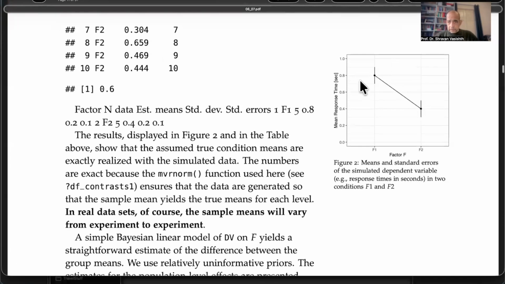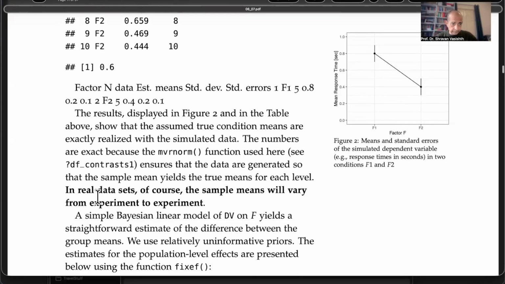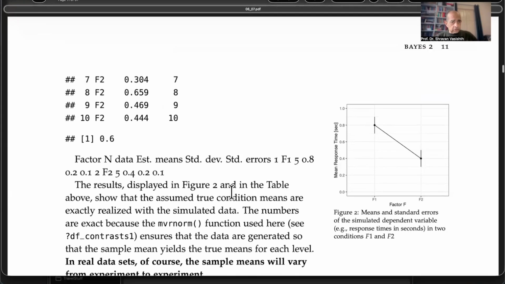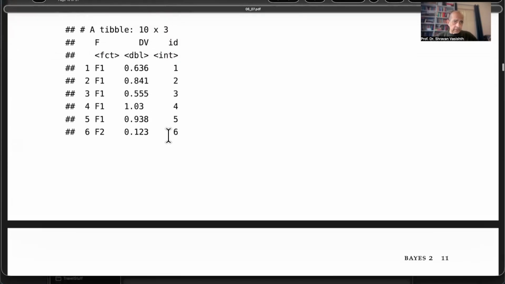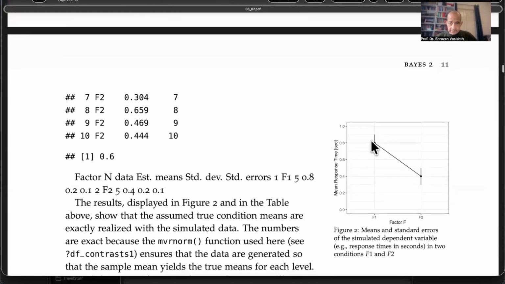So, this is what it graphically looks like. f1 has 0.8, f4 has 0.4, sorry, and so the difference is 0.4. We know what the true difference is here. Of course, in this data set, because they are simulated data, we are getting exact means. When I compute the mean for f1 and f2, we are getting the exact means that reflect the true mean of the data generative process. But of course, that won't be the case in real life.